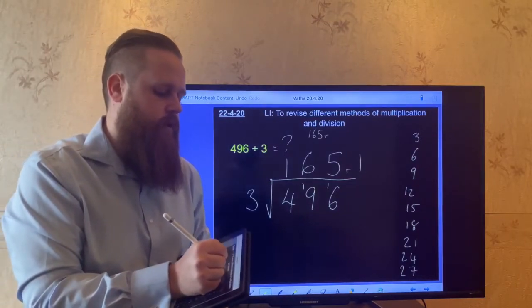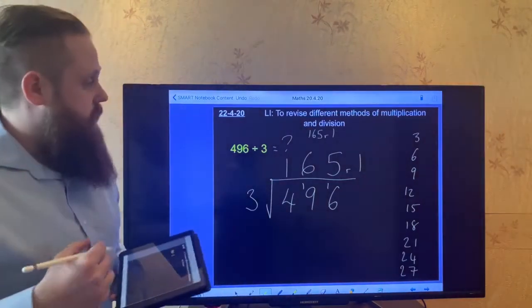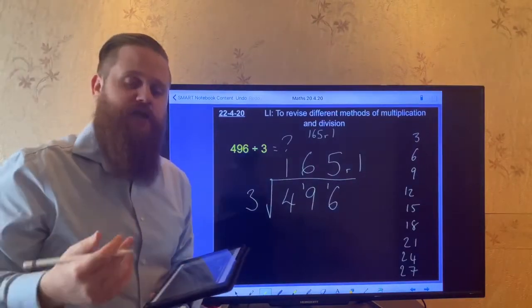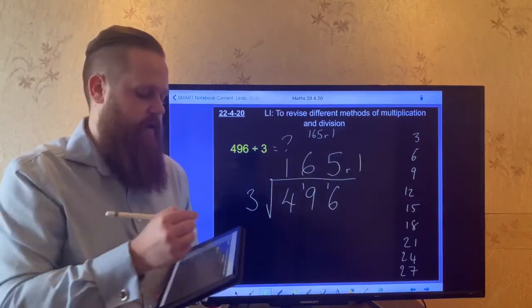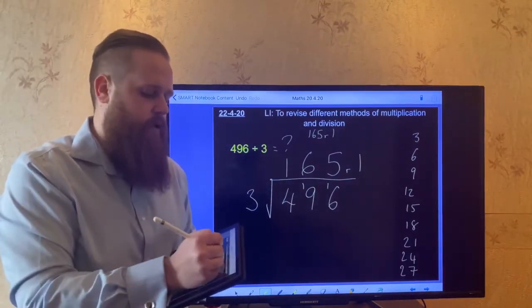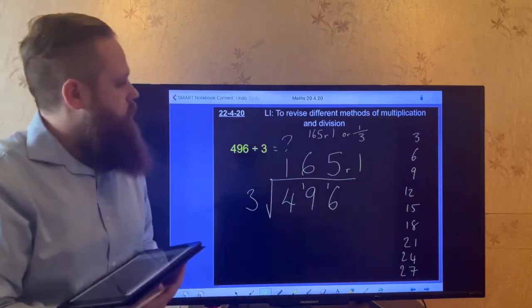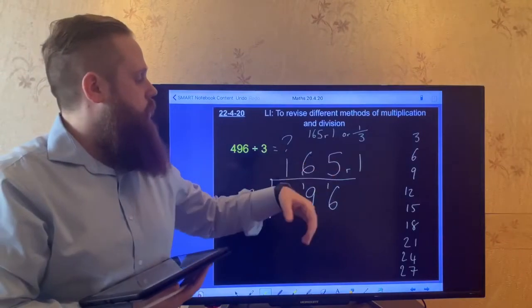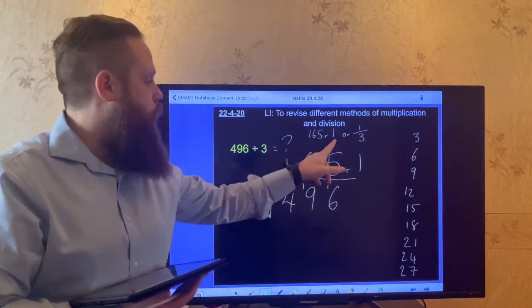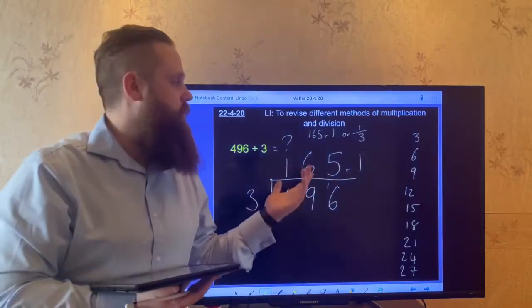165, remainder 1. Now, that's great. I could also put it into a fraction. How do I do that again? I would take my remainder and put it over what I'm dividing by. So 165 remainder 1, or 165 and 1/3, 1 over 3.